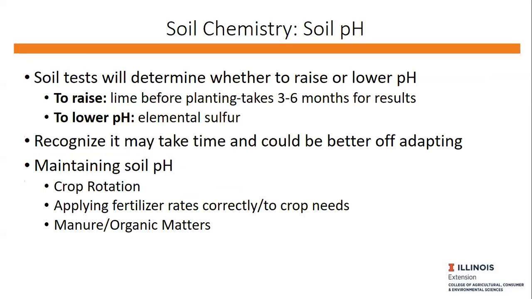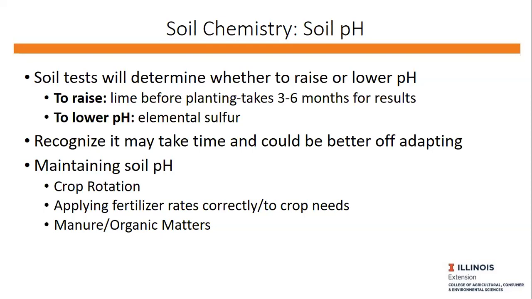In most cases, a soil test will determine whether to raise or lower the pH. It's important to realize that to raise a pH, typically we are recommending lime before planting, and that it could take 3 to 6 months to actually have a change in that soil pH. Because of where we are currently at in April, you may find that you don't have enough time to alter the soil pH for summer vegetable planting. To lower pH, we typically recommend elemental sulfur.